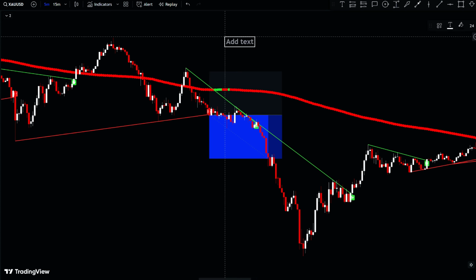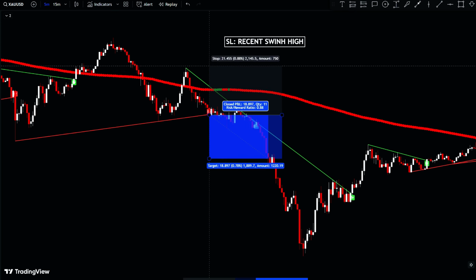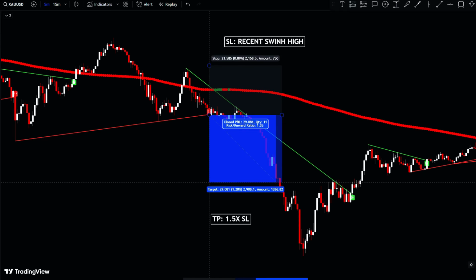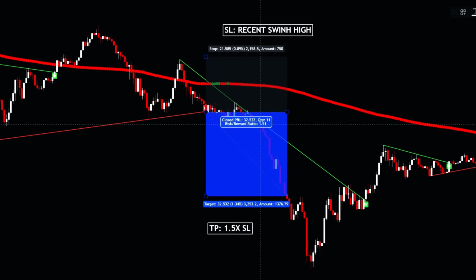And to protect our investment, we'll set a stop loss just above the market's most recent swing high. This precaution will help minimize potential losses in case the trade doesn't unfold as anticipated. Our profit target will be 1.5 times the size of the stop loss, creating a favorable risk to reward ratio of 1 to 1.5.